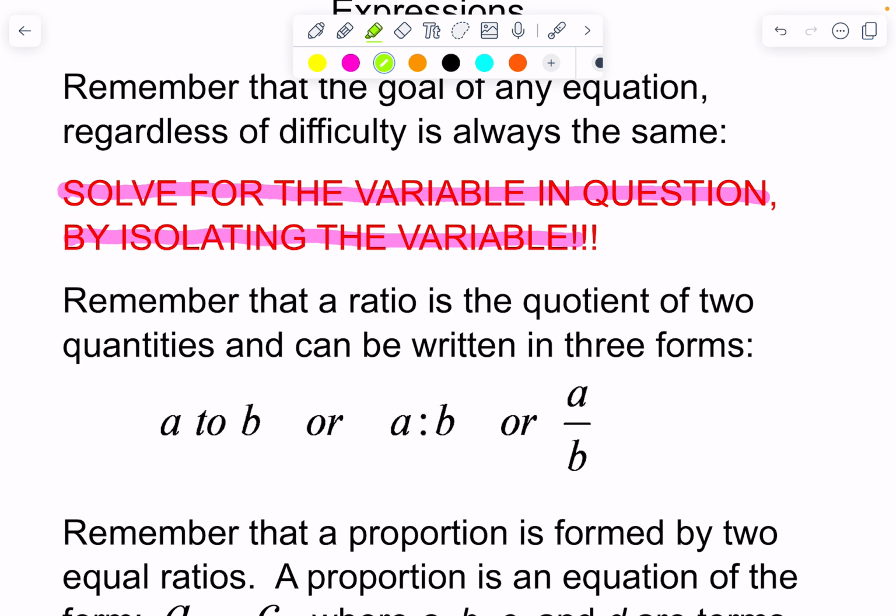Also, please remember that a ratio is the quotient of two quantities and can be written in three forms. You have A to B, A colon B, or A over B. Please remember that a ratio is basically a fancy fraction. So we're always going to use the A over B format to solve and work with it in math.